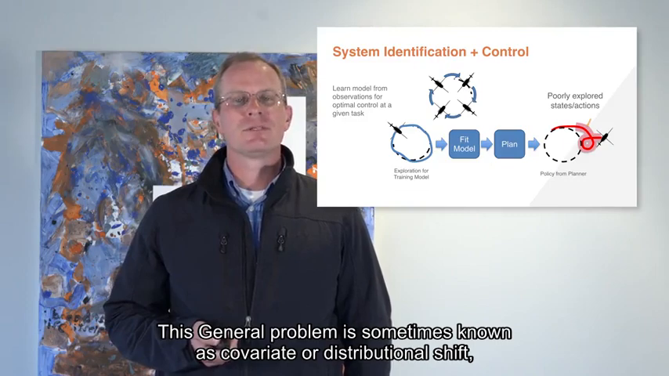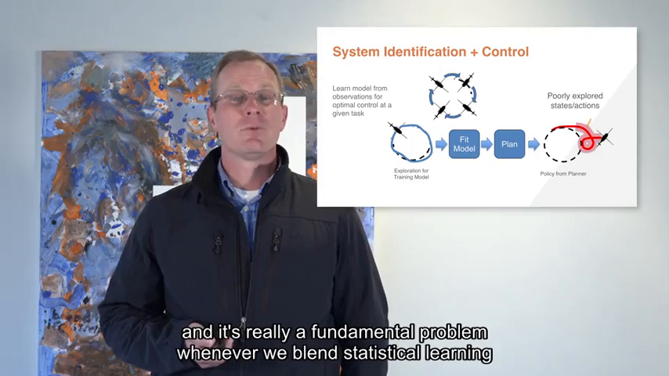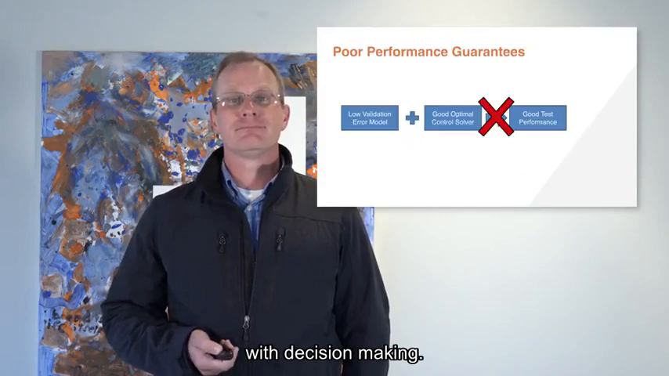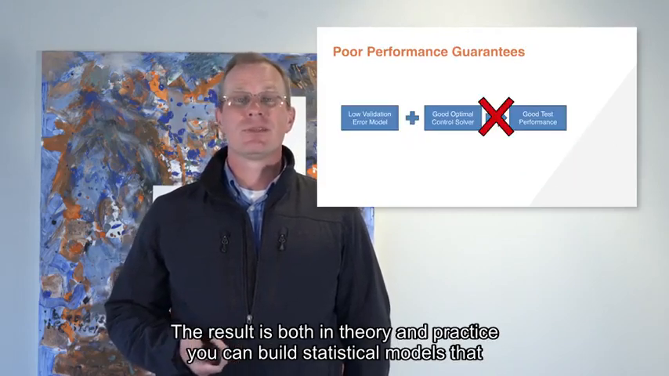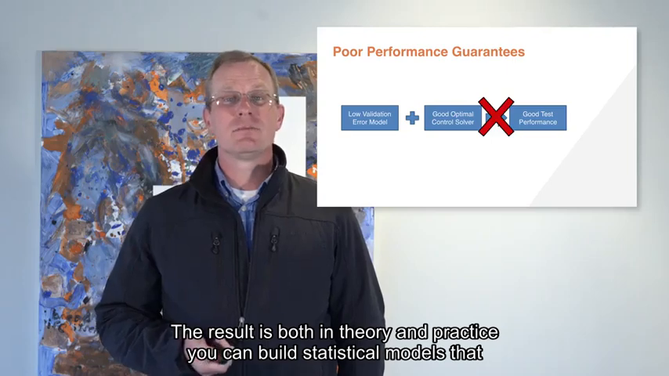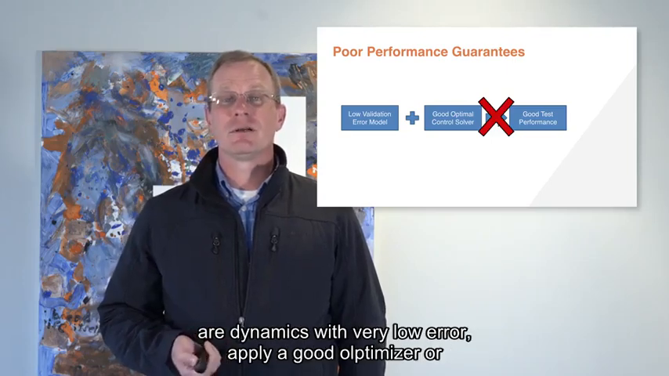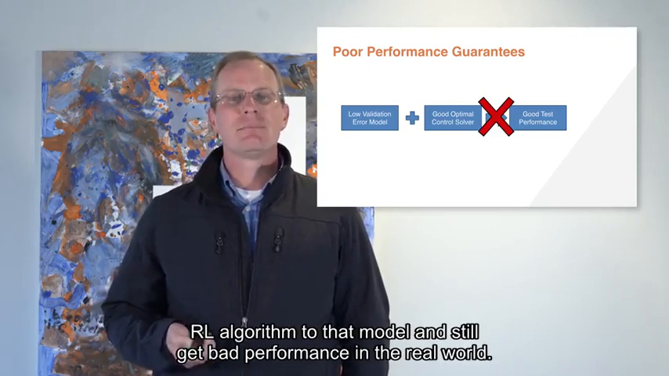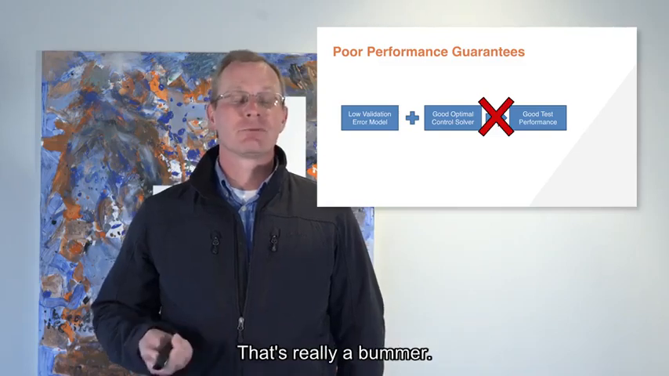This general problem is sometimes known as covariate or distributional shift, and it's really a fundamental problem whenever we blend statistical learning with decision making. The result is, both in theory and practice, you can build statistical models of dynamics with very low error, apply a good optimizer or RL algorithm to that model, and still get bad performance in the real world. That's really a bummer.